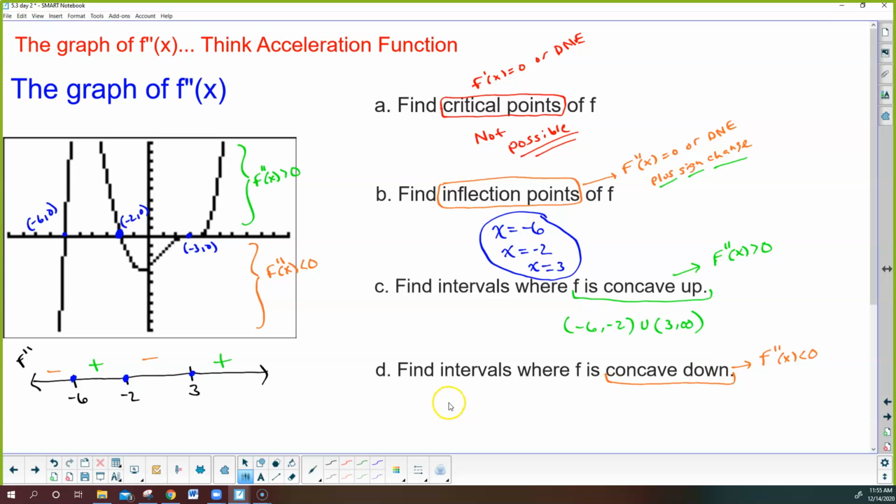All right, and the last one, where is the original function concave down? Well, it's concave down anytime the second derivative is negative, so that would be anything below the x-axis in the graph of the second derivative, or you can just read your sign chart. From -infinity all the way up to -6, combined with -2 to 3.